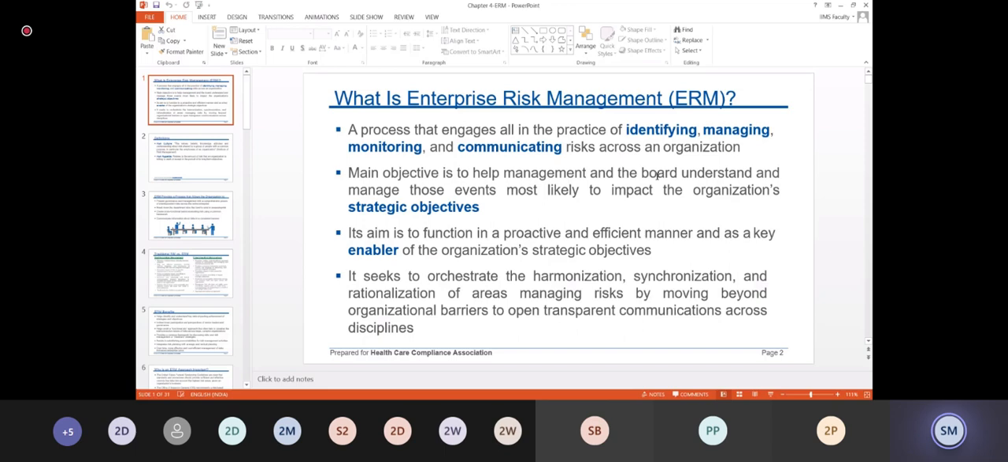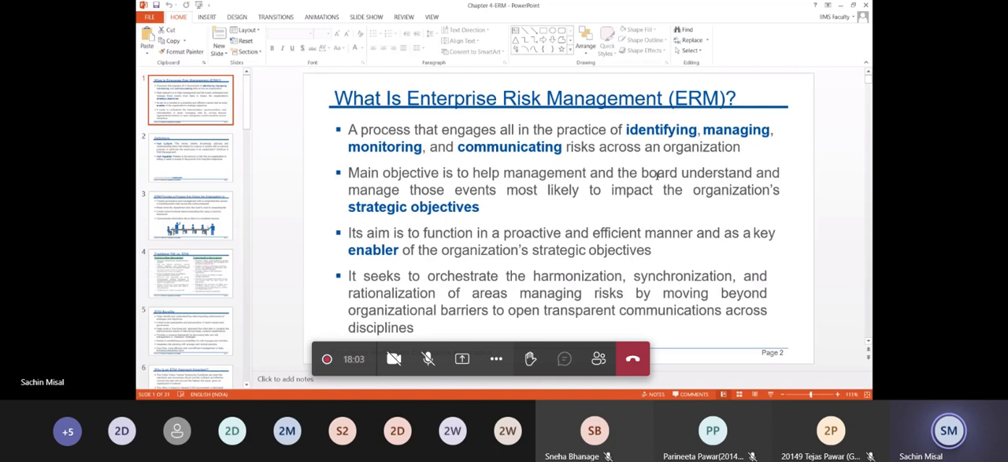Then incident-based. What type of incident is there, what type of risk is there, accordingly on that basis the things can be there.